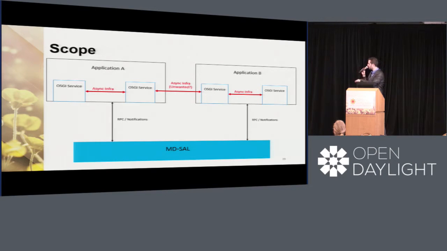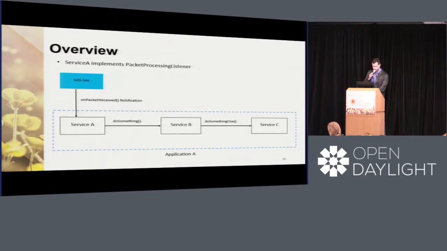The red arrow in the middle says unwanted because we understand that all communication between applications today is supposed to go through MDSAL. But theoretically, because we are running inside an OSGI environment, the red arrow in the middle could use our infrastructure as well. So this is an overview.